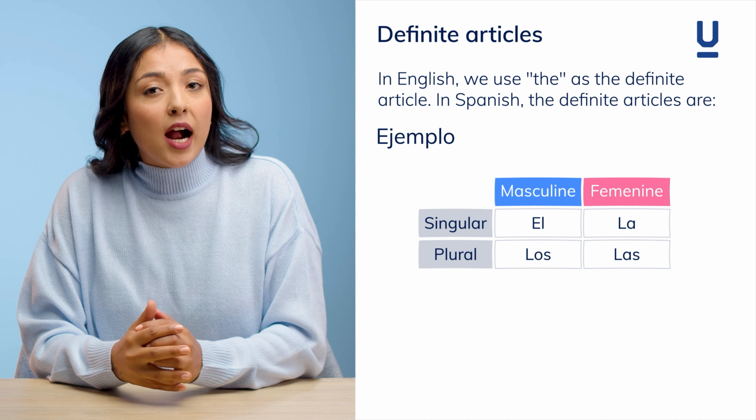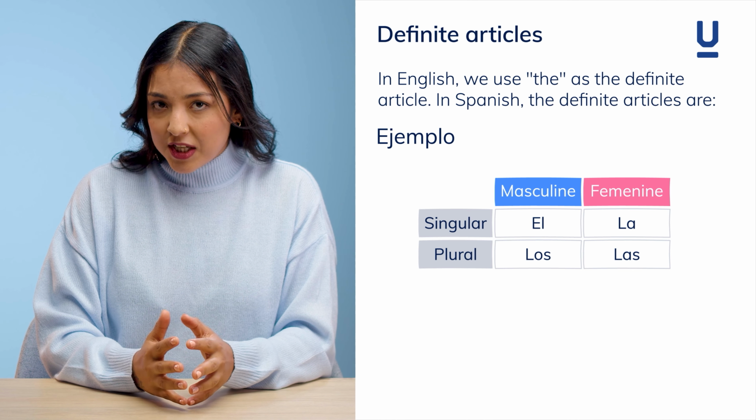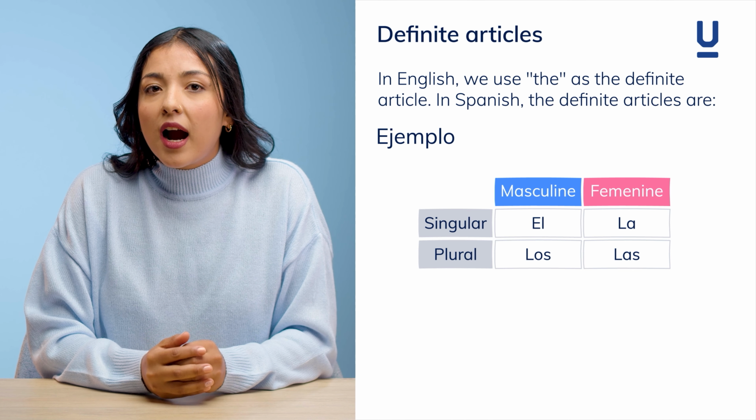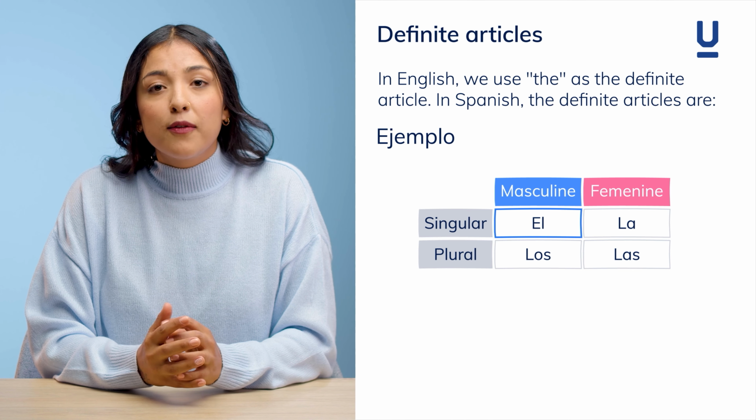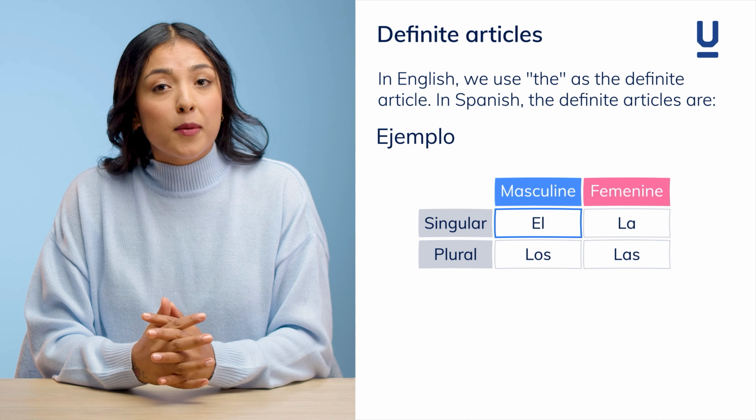In English, we use the as the definite article. In Spanish, the definite articles are el for masculine, la for feminine, los for plural masculine, and las for plural feminine.